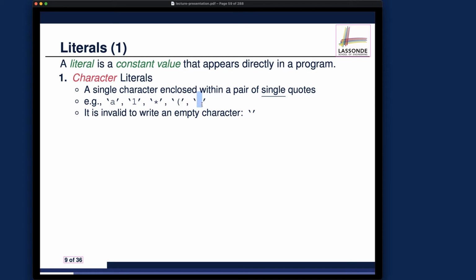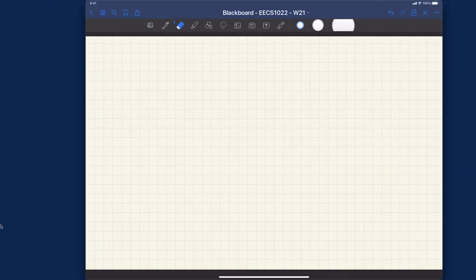Remember, you need to have exactly one character inside the single quotes. Can you have two spaces, for example? Let me show you what I mean. Over here I have single quotes and one empty space. Can I just put another empty space over here and then a single quote? No, you cannot, because you have to have exactly one character inside a pair of single quotes. Remember that for the character literal.